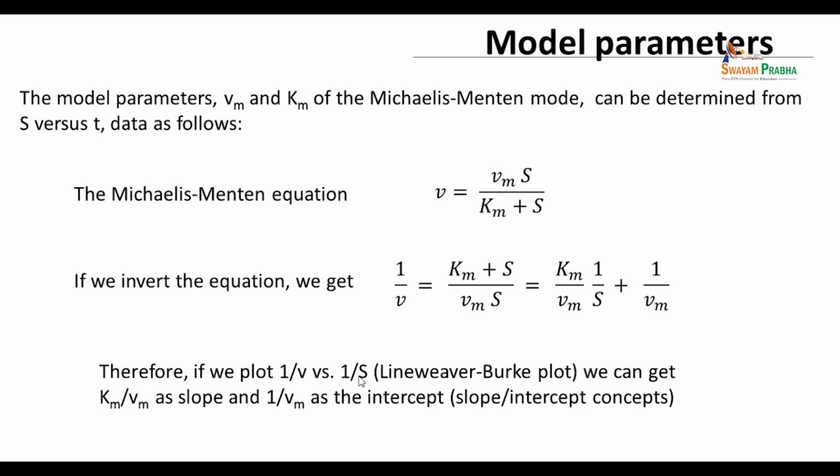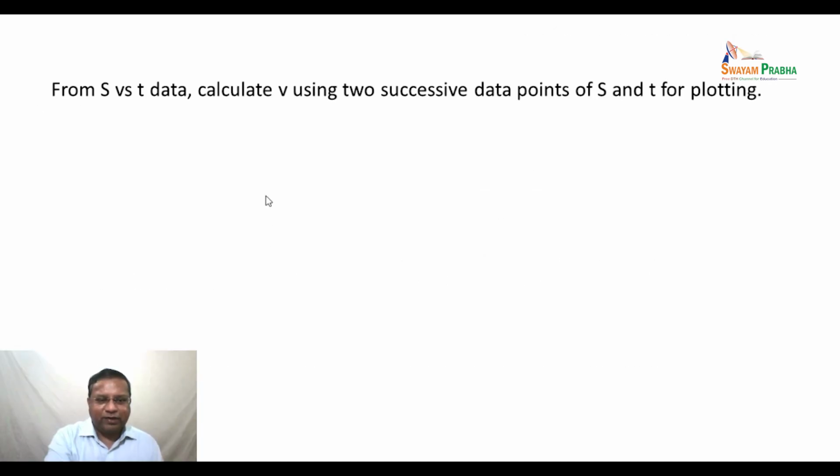A plot of 1 by V versus 1 by S, which is actually called the Lineweaver-Burk plot, gives us Km by Vm as the slope and 1 by Vm as the intercept. From S versus T data, calculate V using two successive data points of S and T for plotting. This is what you need to do, because we have substrate concentration versus time. The rate is delta S by delta T over that short interval, that's what we are approximating, and we assign that delta S by delta T to the midpoint of the time.